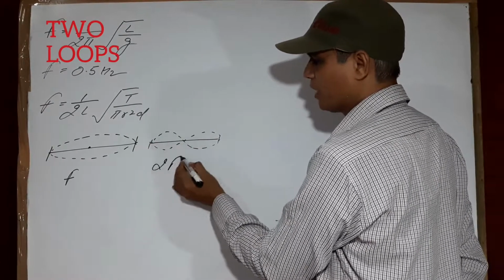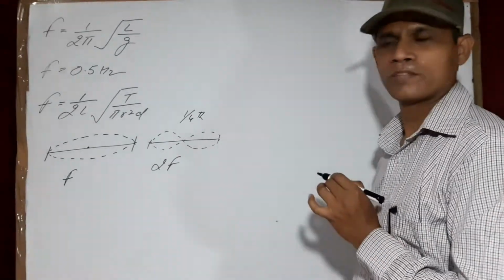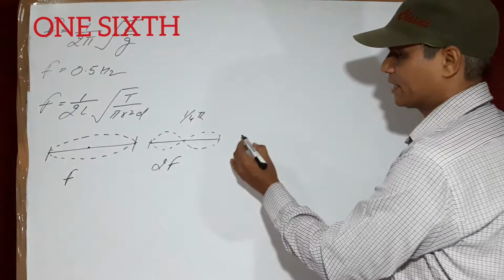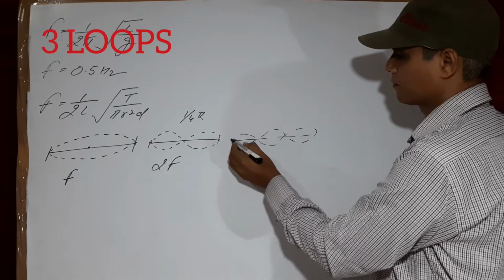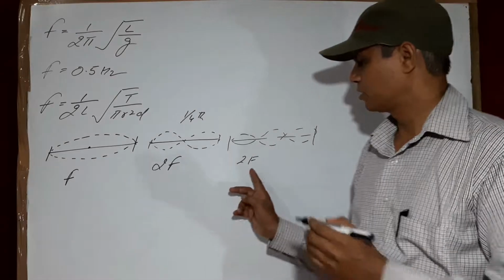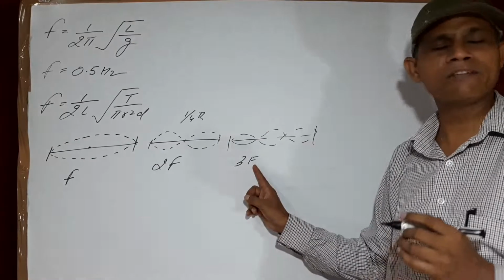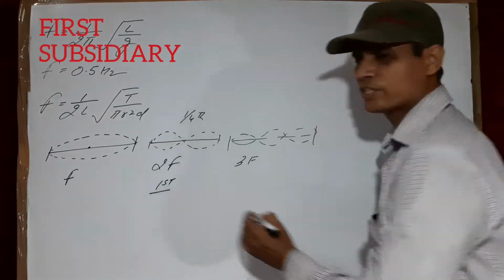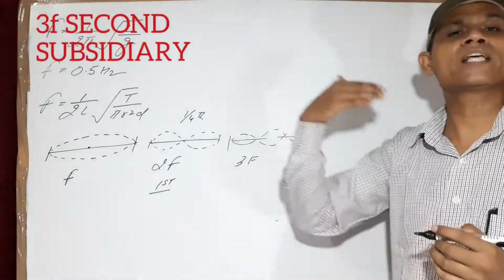You will be having 2F frequency. Here I have plucked from 1/4 of the string, and if I pluck the same string by the length 1/6, in that case I will be having 3 loops like this. So the frequency will be 3F. Now here you are having 2F, here you are having 3F. This is called first subsidiary. 2F first subsidiary, 3F second subsidiary.